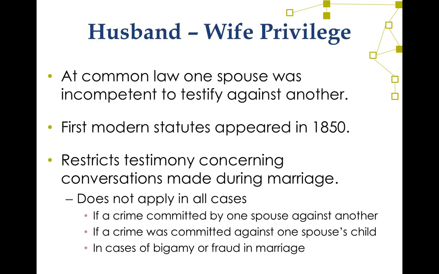We talked about spousal privilege. At common law, one spouse was considered incompetent to testify against another, and the first modern statutes appear in 1850. It doesn't apply in all cases, but it does restrict testimony concerning conversations made during marriage. There are places where it doesn't apply: if one spouse commits a crime against another spouse, if a crime is committed against your child, or in cases of bigamy or fraud in marriage.